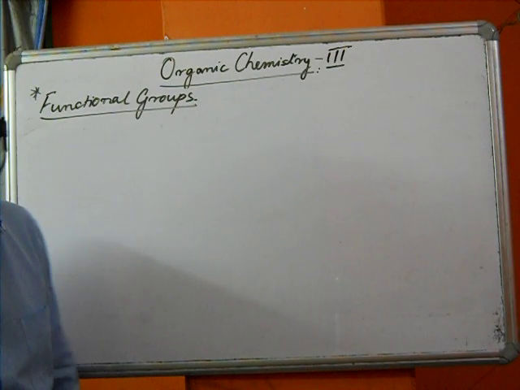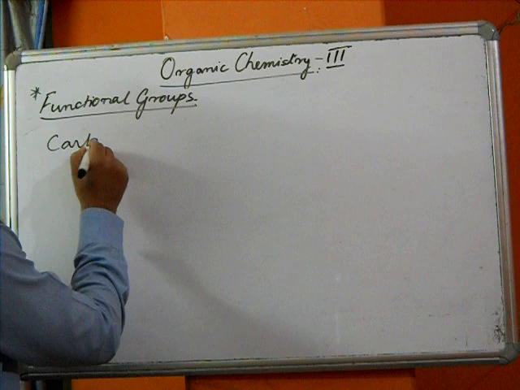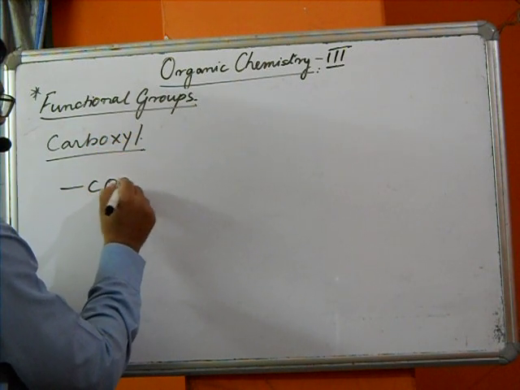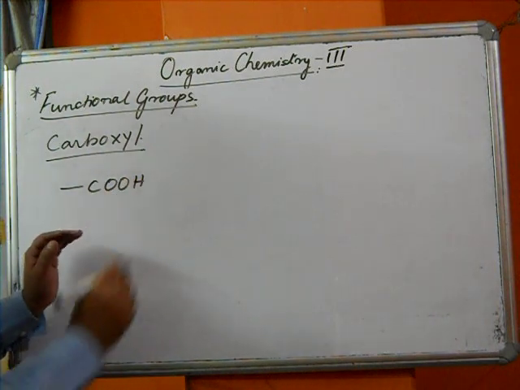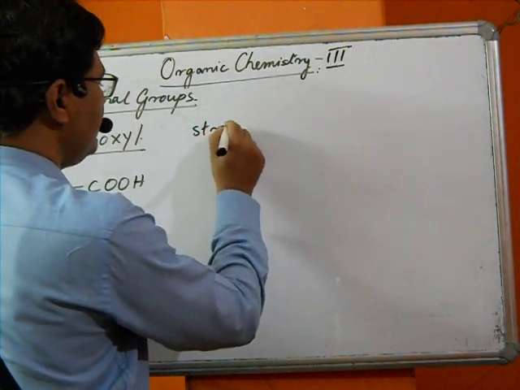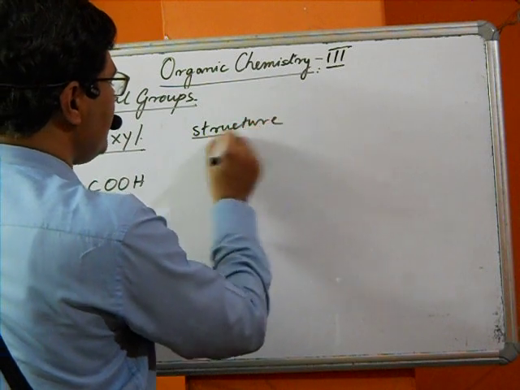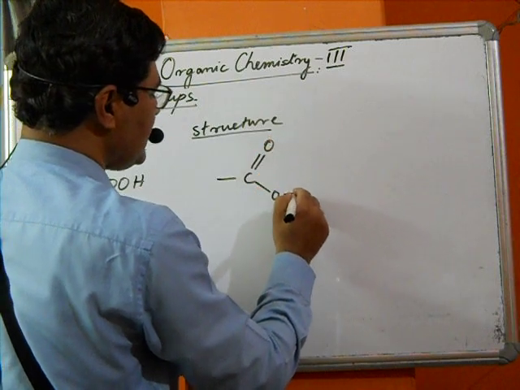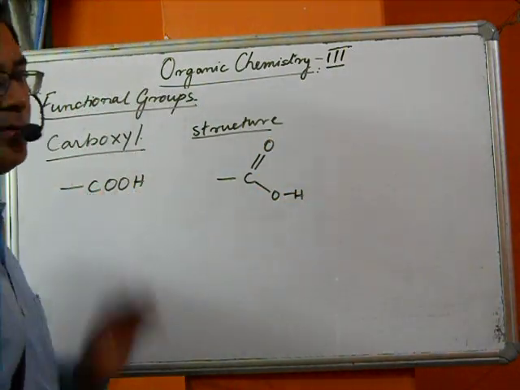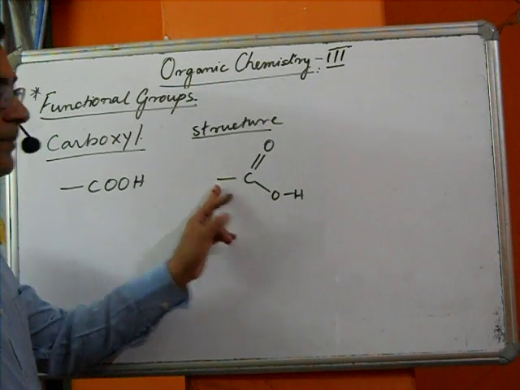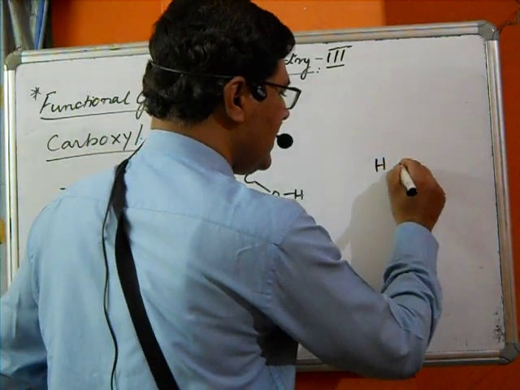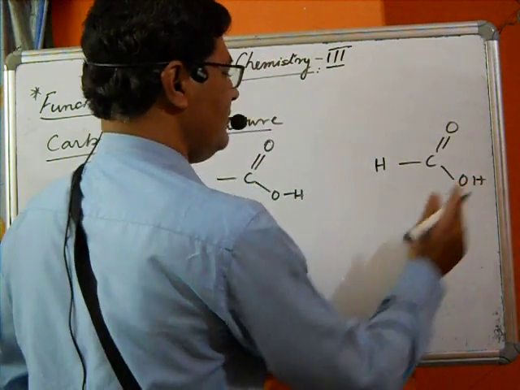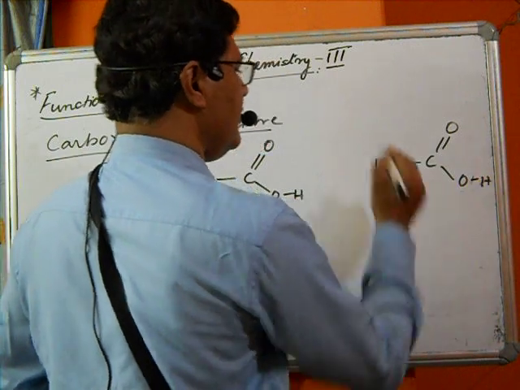Next comes carboxyl, C-A-R-B-O-X-Y-L. That's COOH. What is the structure of this? Dash C double bond O dash O dash H. This is the structure of COOH. So one carbon bond is empty. If hydrogen comes, it becomes H-C double bond O dash OH. Okay, example.